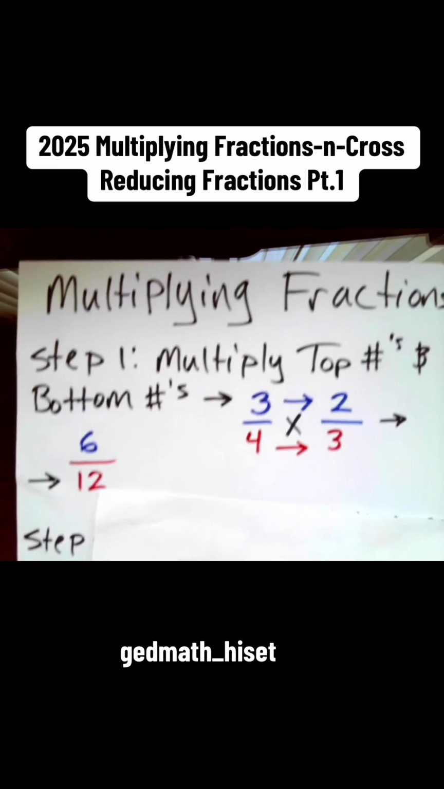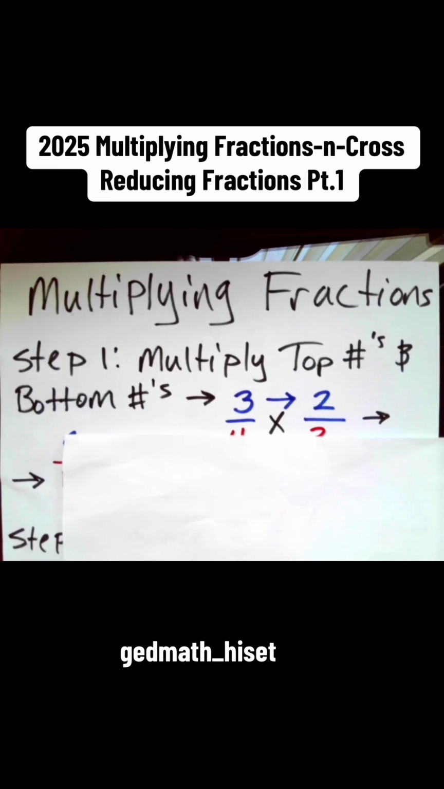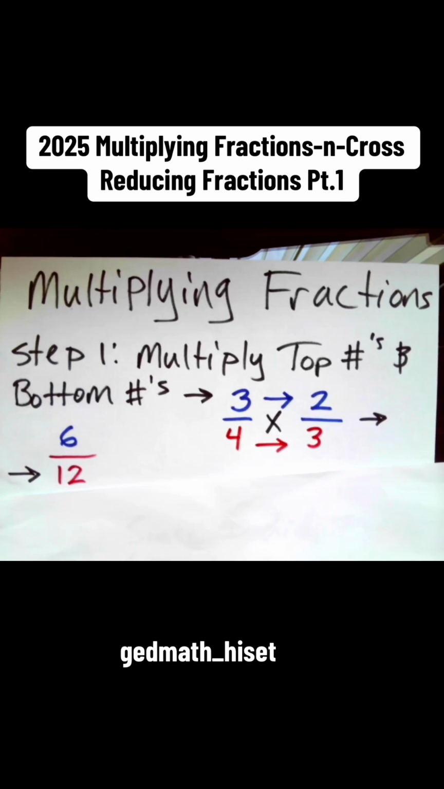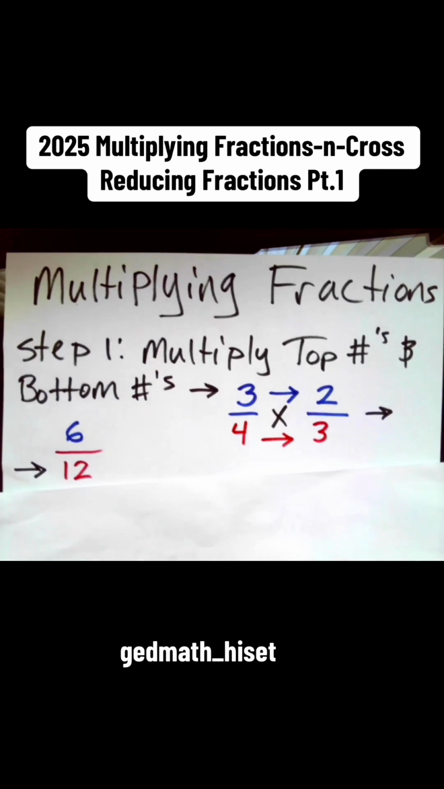So here's a quick review of another sample problem when we're multiplying. You just want to multiply, remember, top to top and bottom to bottom when it comes to multiplying fractions. Here we got 3/4 times 2/3. Multiply 3 times 2, which is 6. Multiply 4 times 3, which is 12.